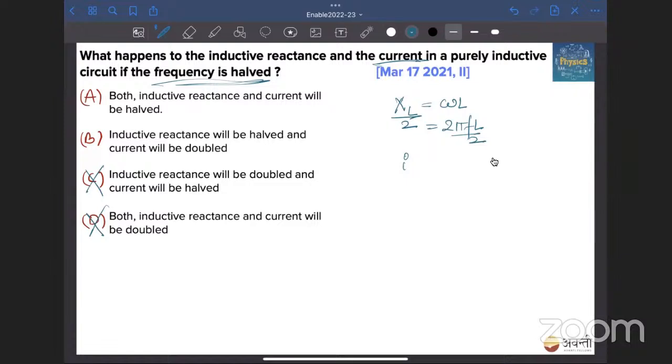Let's come to the second part, the current. Current is I naught sine omega t, or I can write E upon XL sine omega t. If XL becomes half due to half the frequency, the current will get doubled. I will become 2I. So I can say inductive reactance will be halved and current will be doubled. Option B is the correct answer.